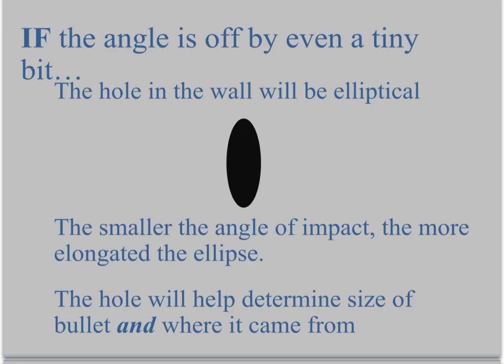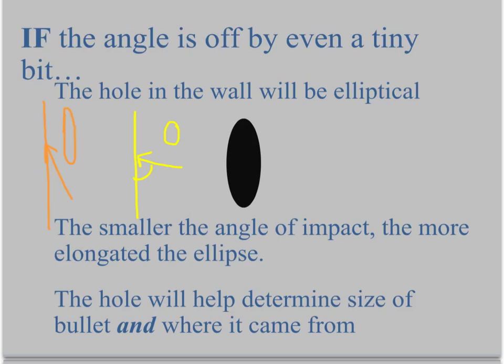But if the angle is off by even the teensiest bit, the hole in the wall is going to be elliptical. So we're going to get some that are big ellipses and some that are smaller ellipses, depending on the angle of impact. The smaller the angle of impact, the more elongated the ellipse. What that means is that if I've got my wall here and a bullet comes in here, I'm going to end up with a really super stretched out ellipse. But if I have a different situation, where I have my wall here and the bullet comes in at this angle, so I'm talking this angle of impact now, then I'm going to have a shorter, fatter ellipse.